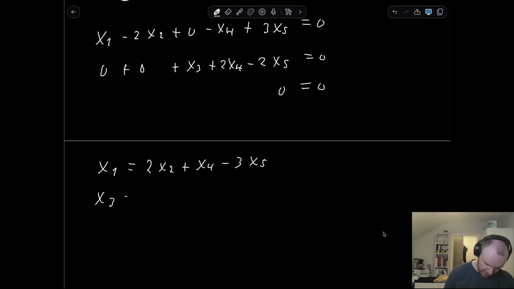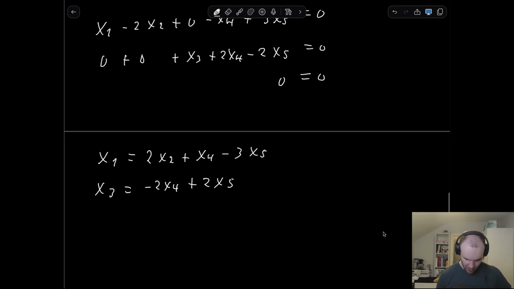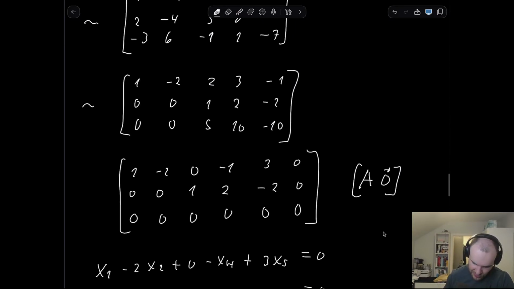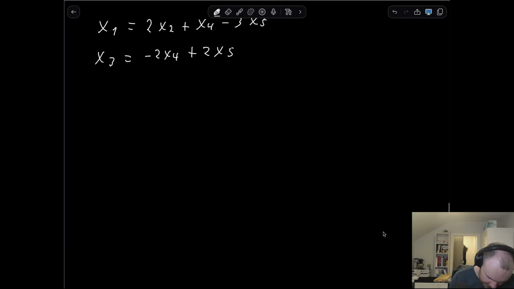So x3 is equal to minus 2 x4, and then plus 2 x5, right? Okay, and now we know that we want x1, x2, x3, x4, x5 to satisfy that equation, which was Ax is equal to 0. And that is just x1, x2, x3, x4, and x5.